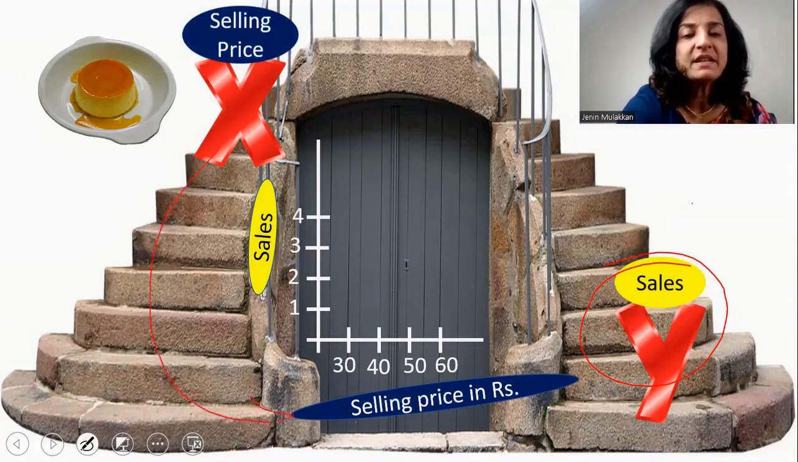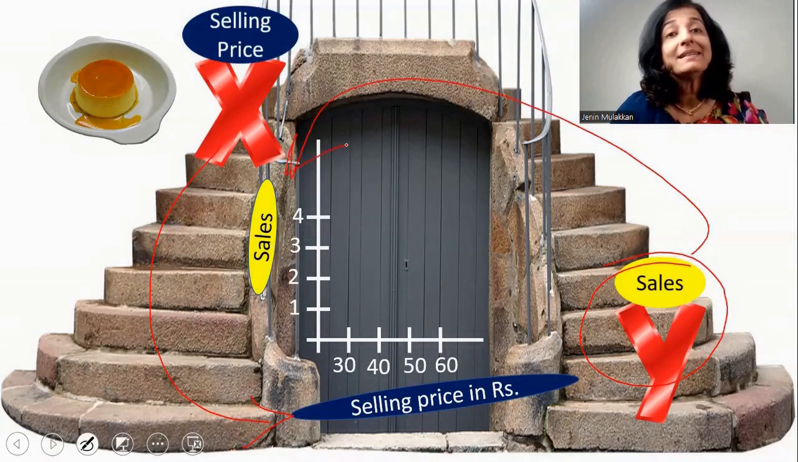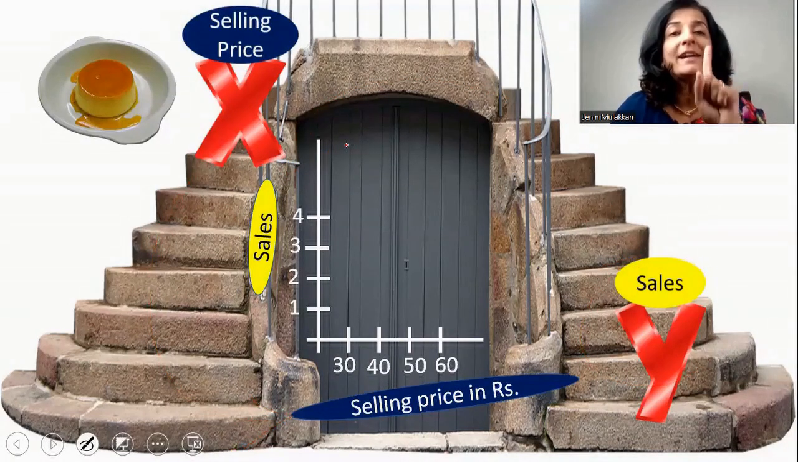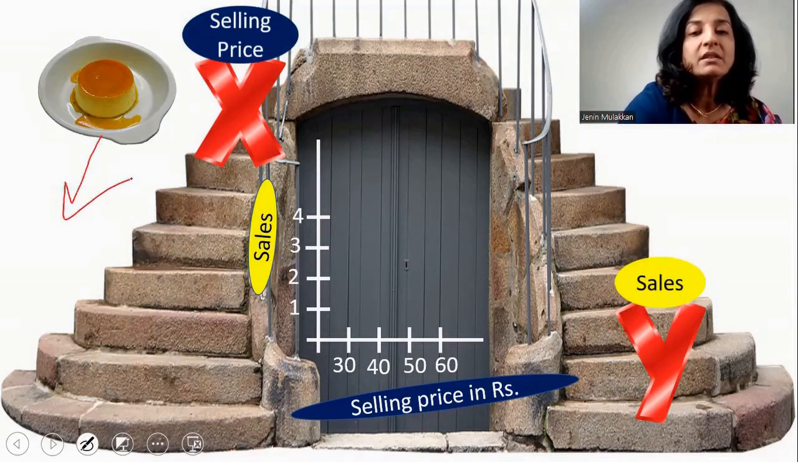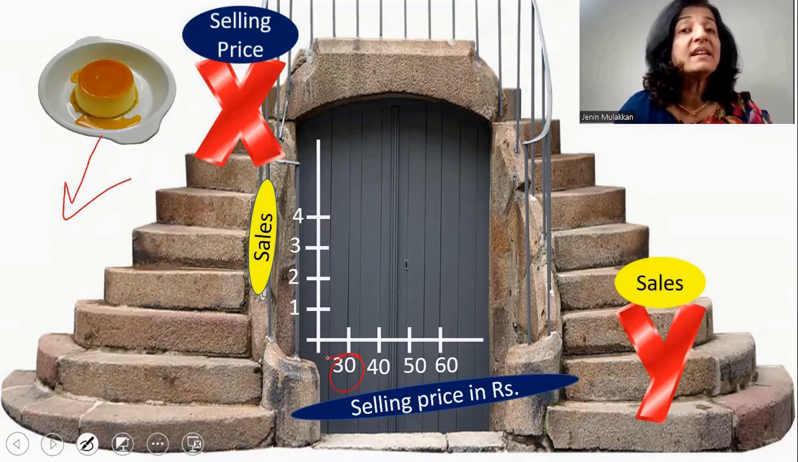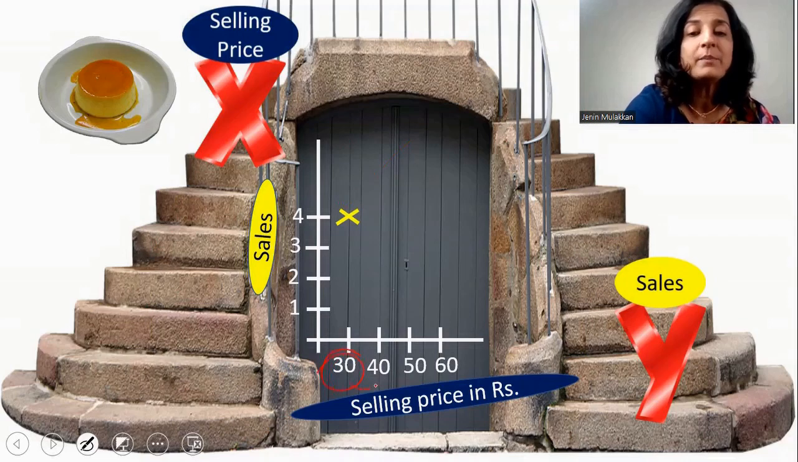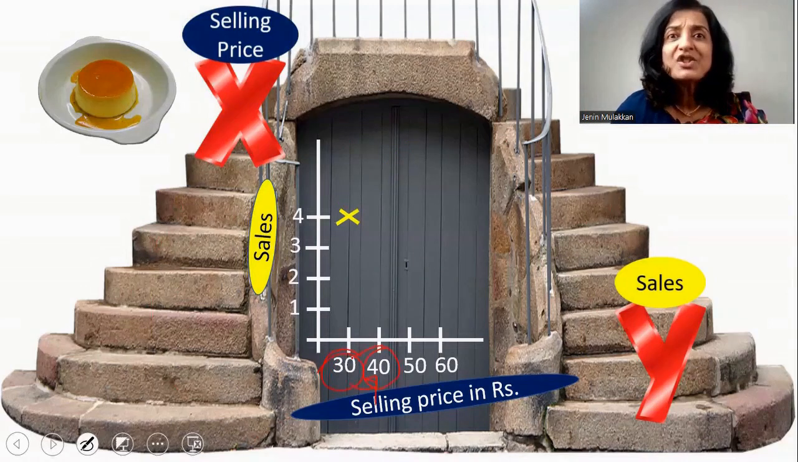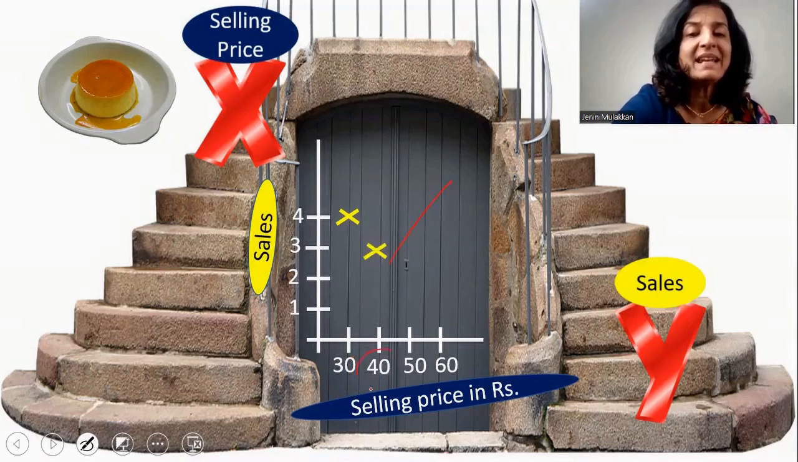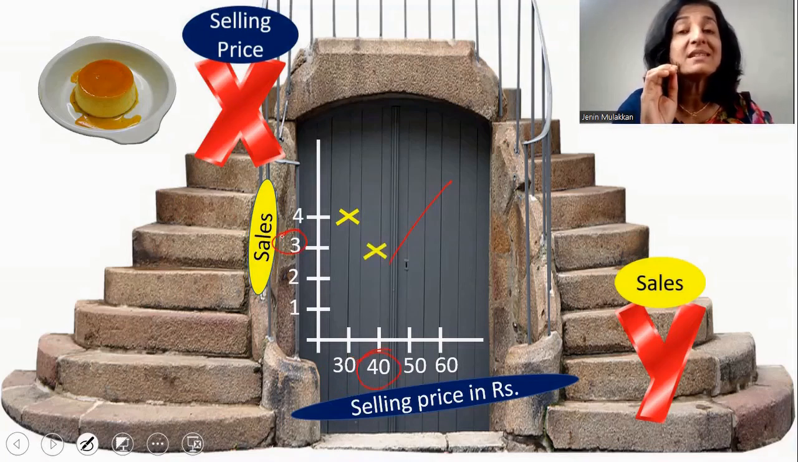Now, on the x-axis, you have the selling price in rupees. And on the y-axis, you have the sales. Now, suppose for each pudding, you are charging 30 rupees. If you charge 30 rupees, then the number of people who buy your product, or your sales, is, say, 4 people. Okay, 4 people in your neighborhood are buying your pudding. Now, say you increase the selling price from 30 to 40 rupees. So, naturally, the number of people who buy your pudding will reduce. Say the number of people drops from 4 to 3. So when the selling price is 40, the number of people is just 3 people.